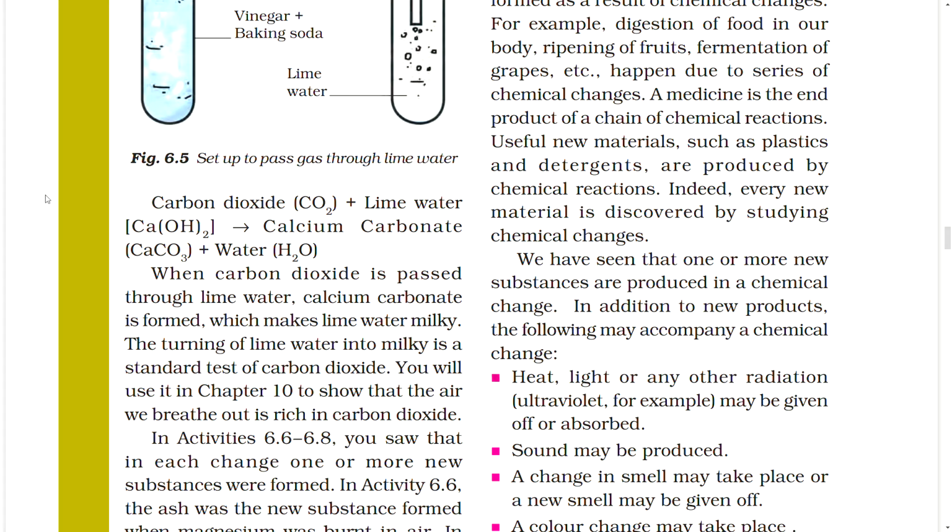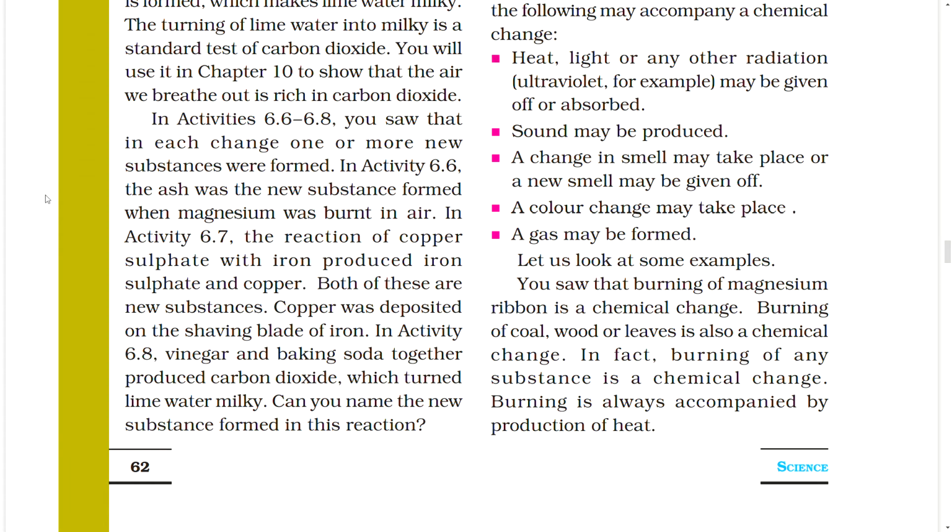In the activities, you saw that in each change, one or more new substances were formed. In one activity, the ash was the new substance formed when magnesium was burned in air. In another, the reaction of copper sulfate with iron produced iron sulfate and copper. Both of these are new substances. Copper was deposited on the shaving blade of iron. In the last activity, vinegar and baking soda together produced carbon dioxide, which turned lime water milky. Can you name the new substance formed in this reaction?